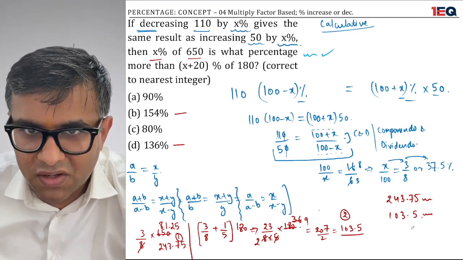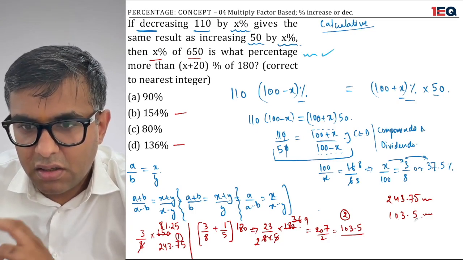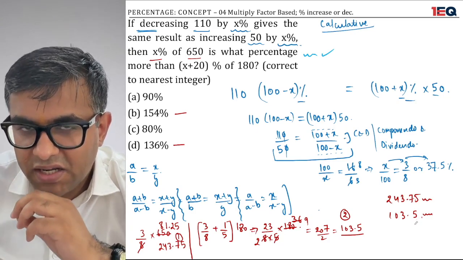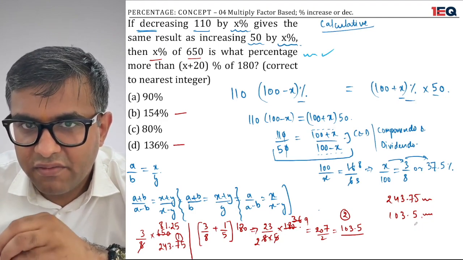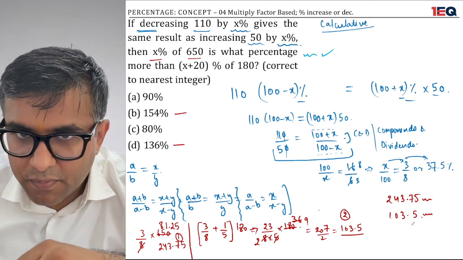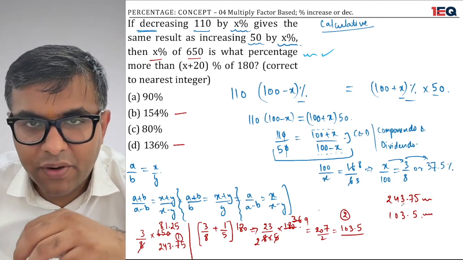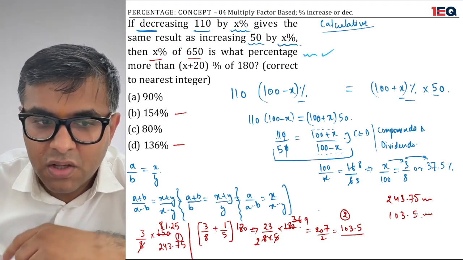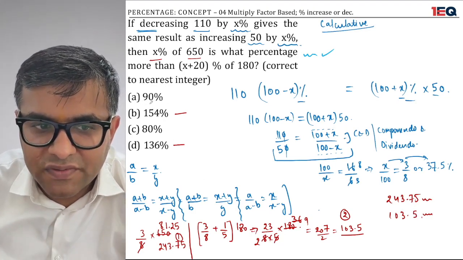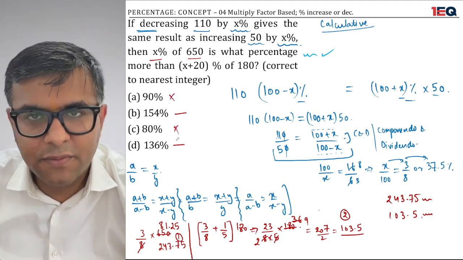One very clear outcome that we have here is, if I multiply 103.5 into 2, the answer that I get is 207, and 207 is still smaller as compared to 243.75. So the values which are less than 100% are automatically cancelled out from the equation.